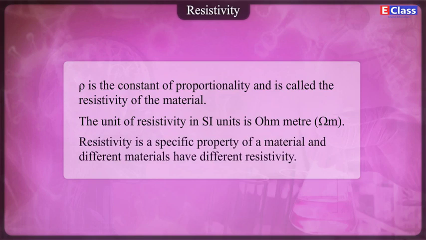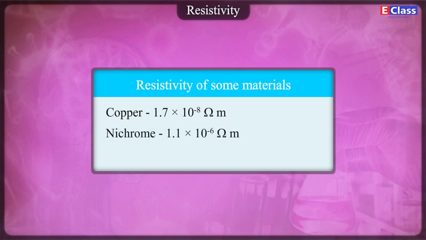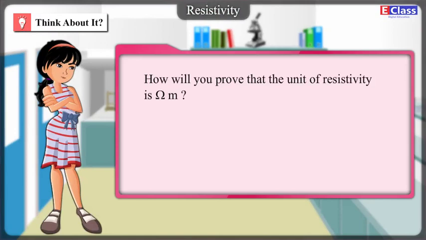Resistivity is a specific property of a material and different materials have different resistivity. Resistivity of some materials: Copper, 1.7 multiplied by 10 raised to minus 8 ohm meter. Nichrome, 1.1 multiplied by 10 raised to minus 6 ohm meter. Diamond, 1.62 multiplied by 10 raised to 13 to 1.62 multiplied by 10 raised to 18 ohm meter. Think about it: how will you prove that the unit of resistivity is ohm meter?